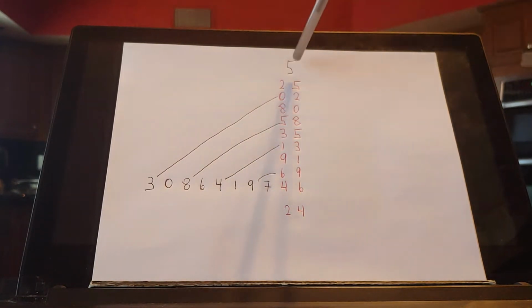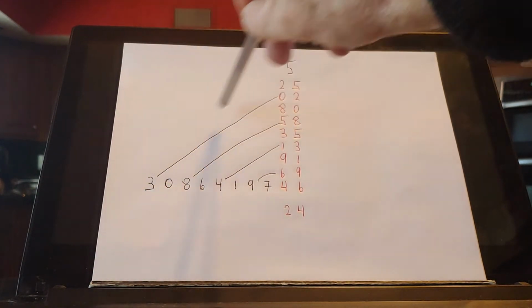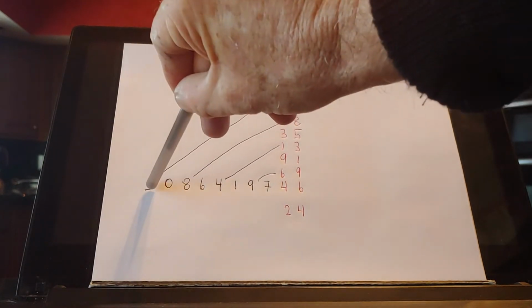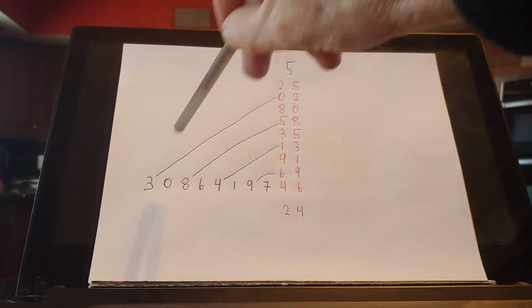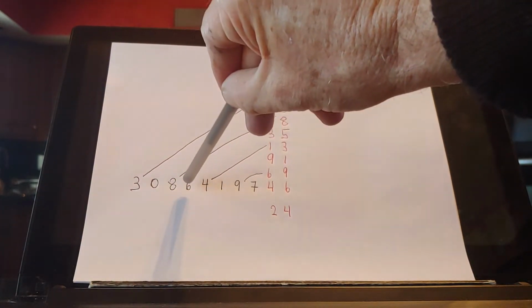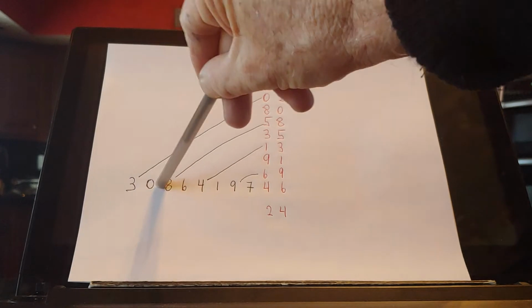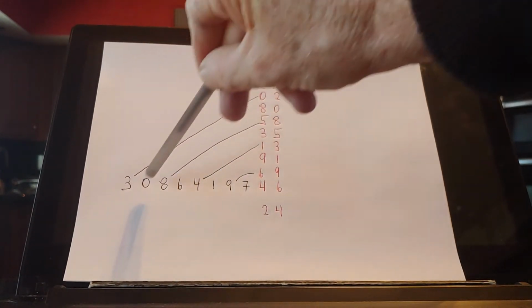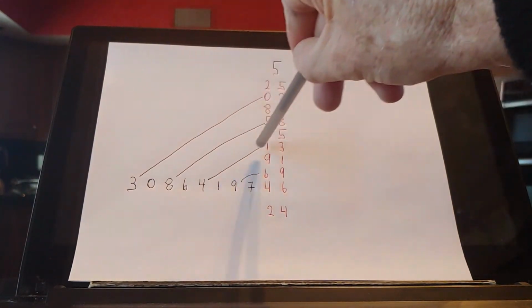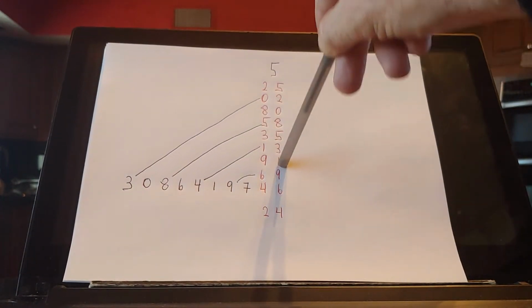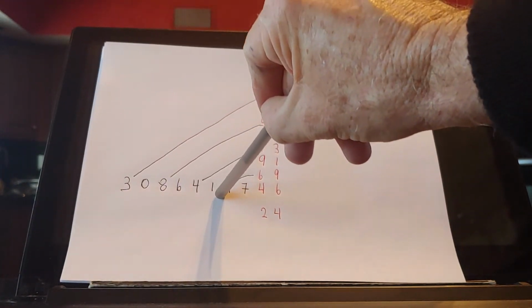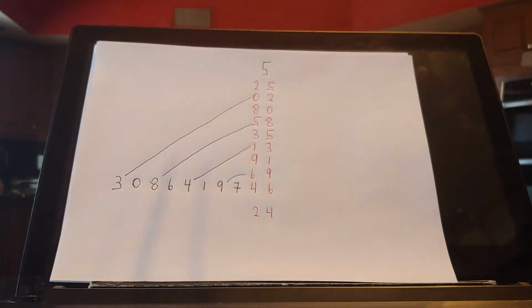We already saw that. So 5 goes, 5 squared is 25. 55 squared is 3025. 555 squared is 308025. Then 308 58025, 3086 35825, 308643 and up. 308641913 and up, 308641969 and up, etc. So it did it like that, and it's just as easy as that.